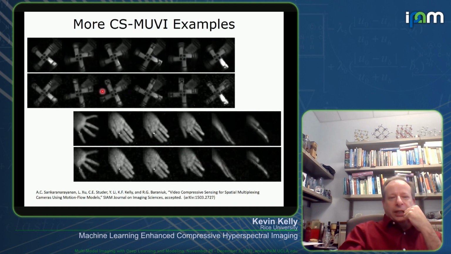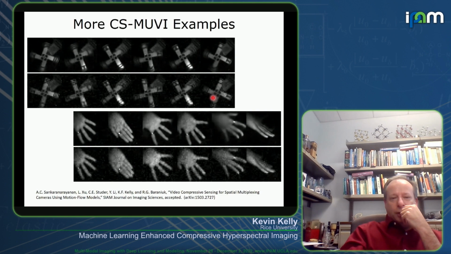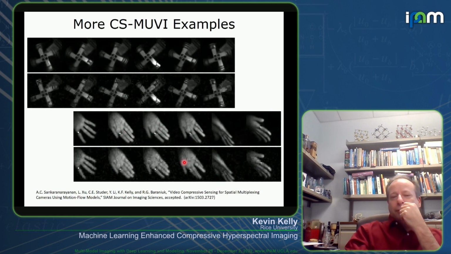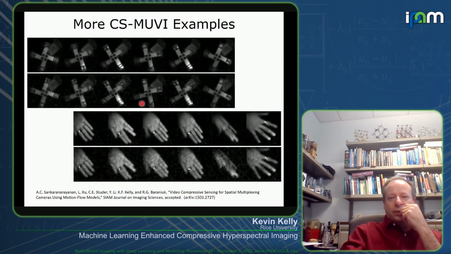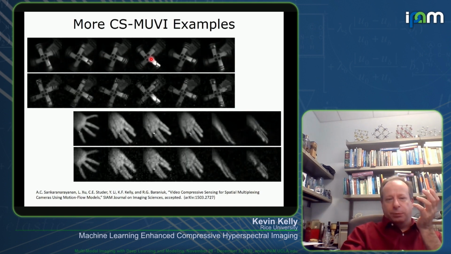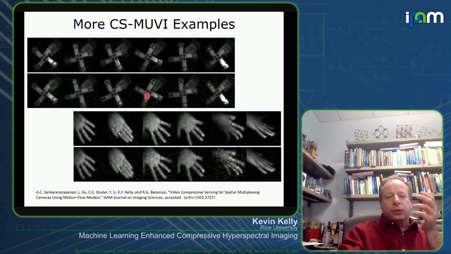And again, this is not an interpolation. You can see that these are low frequency previews from the Hadamard patterns, but features like the fine lines on the hand and stuff are missing from those. So you're really capturing that information. There's a little dot in the center of this windmill, and that's captured in the high frequency compressive video, but not in the low frequency previews. So this is a great method.